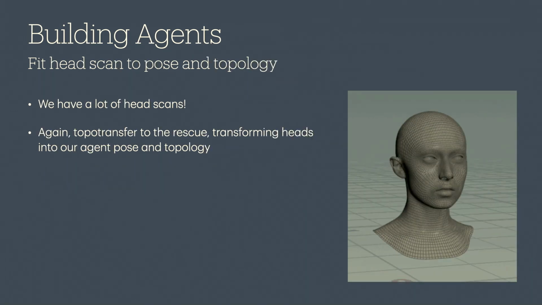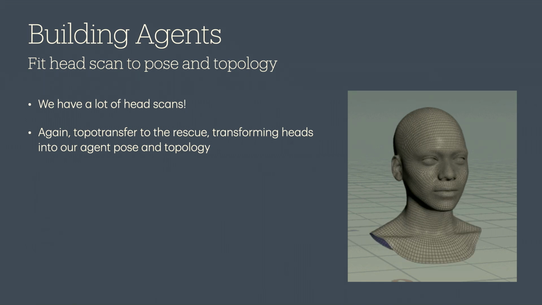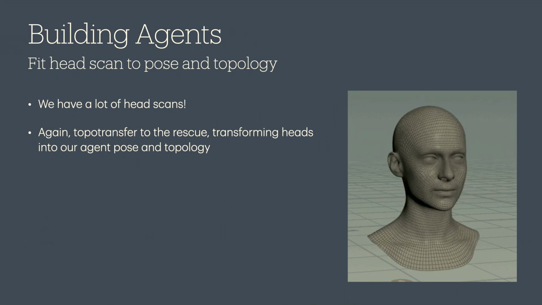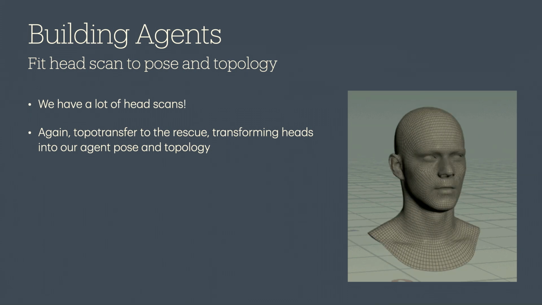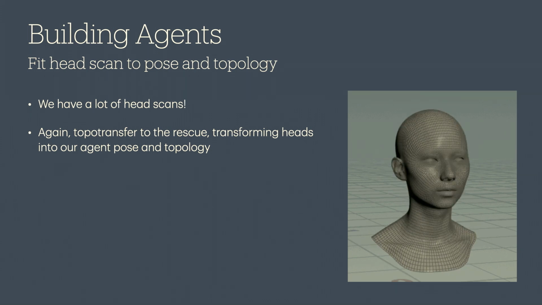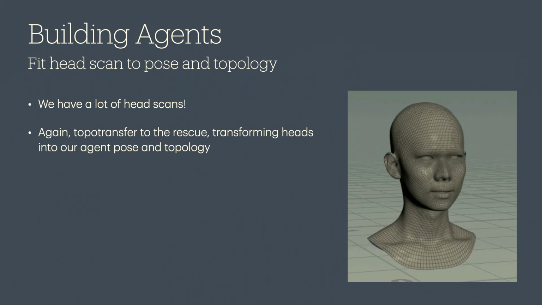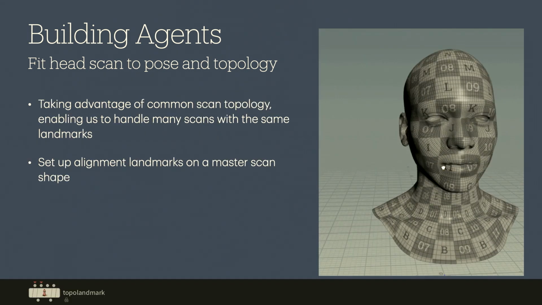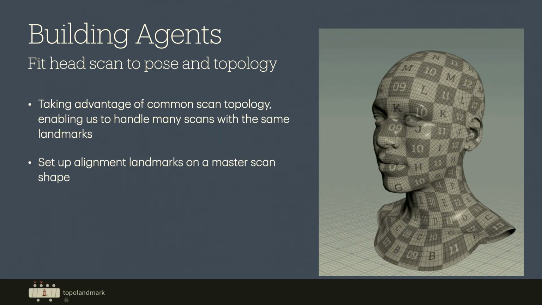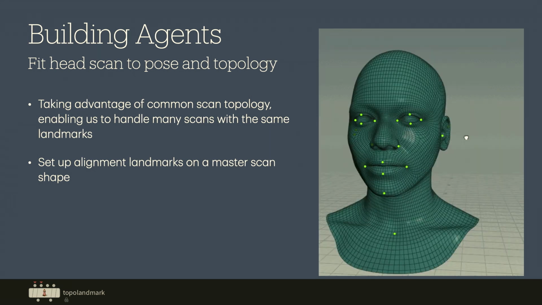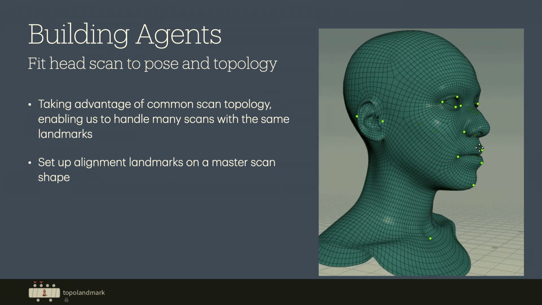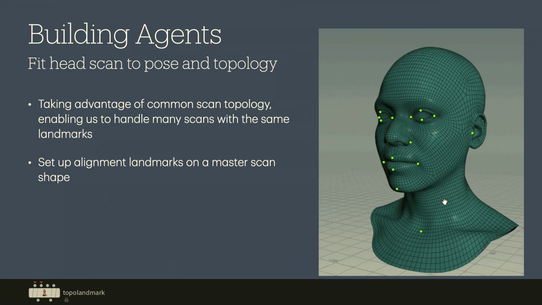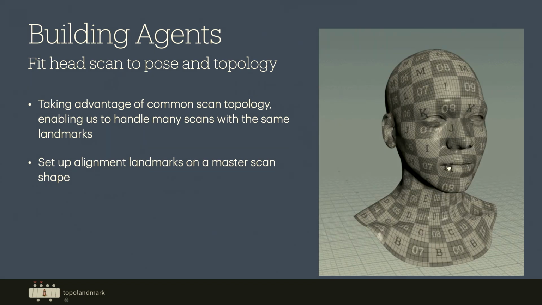And that takes care of the body. What about the head? As mentioned before, we have a large number of head scans at our disposal, and we need to get those into our base mesh topology and make them available for blend shaping. Again, topo transfer to the rescue. If you have a random collection of scans of differing topologies or raw scans, then it can be worthwhile pre-processing them so that your library is of a common topology, which just lets you batch process them.